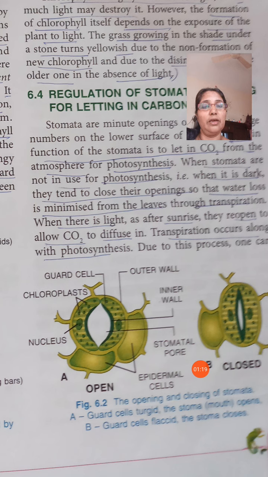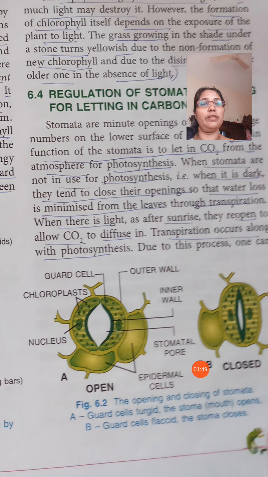Then again you can see the stomatal structure, an open structure and a closed structure of the stomata is given here. Then it has an outer wall. In this kidney shaped or bean shaped guard cell, its inner wall is thicker than the outer wall. Outer wall is thin and inner wall is thick.